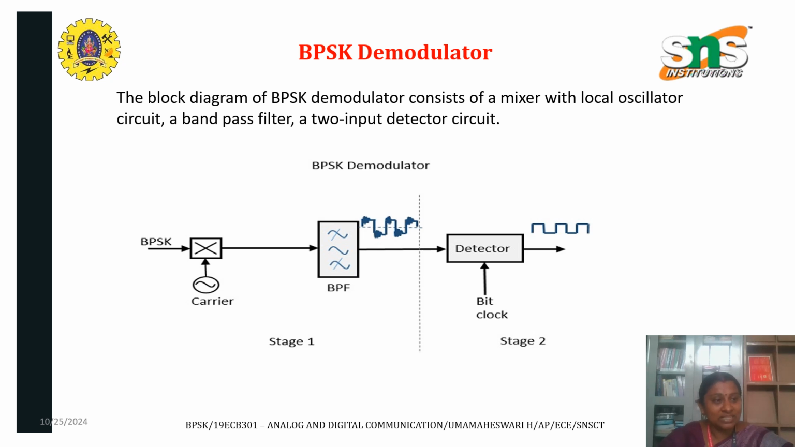Next is the BPSK demodulator. First we receive the signal and it is given to the squaring circuit, then to the band pass filter, then to the frequency multiplier, and from the frequency multiplier to the synchronous detector. Then from the synchronous detector it is given to the integrator, and in between the synchronous detector and the integrator we have the bit synchronizer.